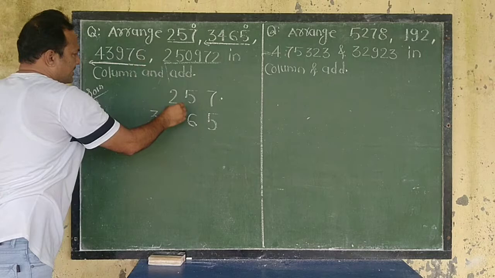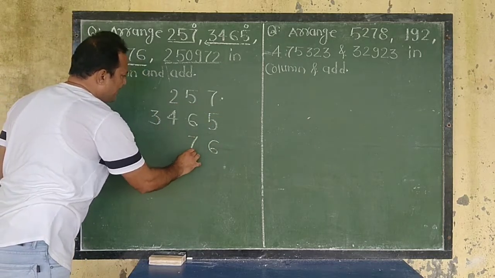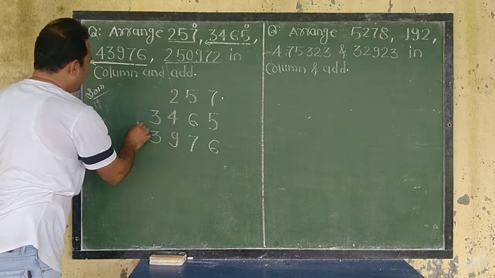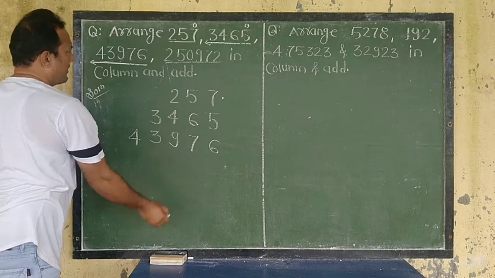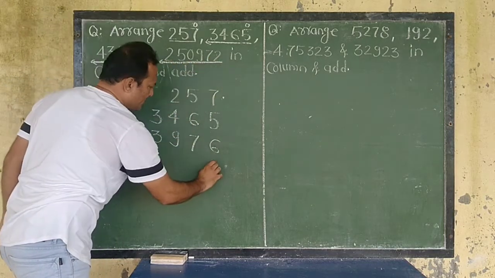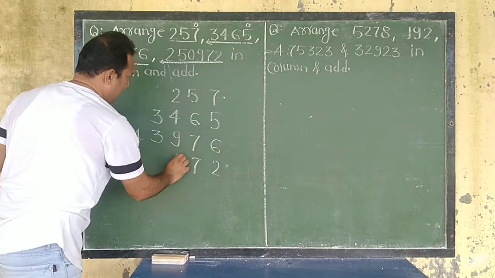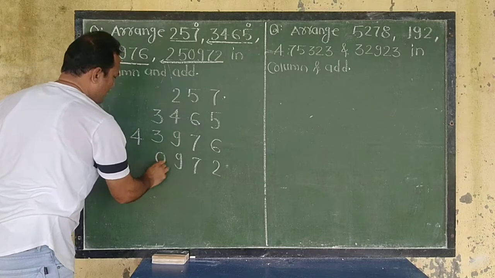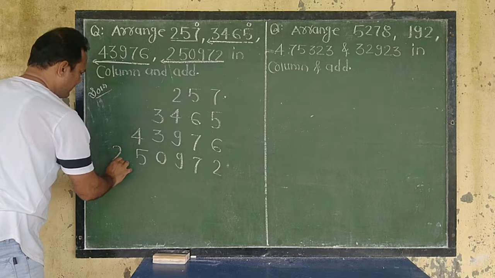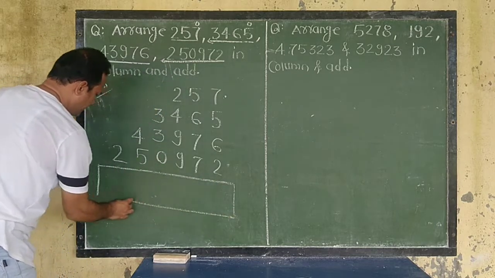This side, this is 6. Then exactly here write 6. Then write 7. Then 9. Then 3. And then 4. Now this side to this side, write 2. Then 7. 9. This is 0. 5. And then this is the proper arrangement of the given numbers.